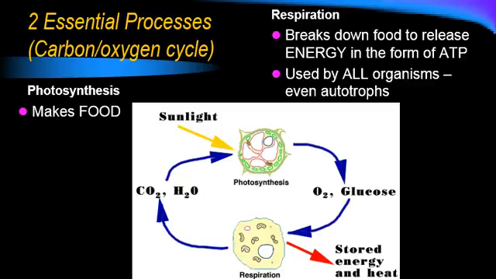Now, respiration, it's really important that you know this. It has to be used by all organisms, even autotrophs, even plants. Everything respires. And the reason for that is everything needs energy in order to survive. So whether they make their own food or they get it from somewhere else, they still have to break it down to get the energy out. So this is going to form this cycle here between photosynthesis making the food and respiration breaking it back down. And we're going to talk a lot more about these in just a second.